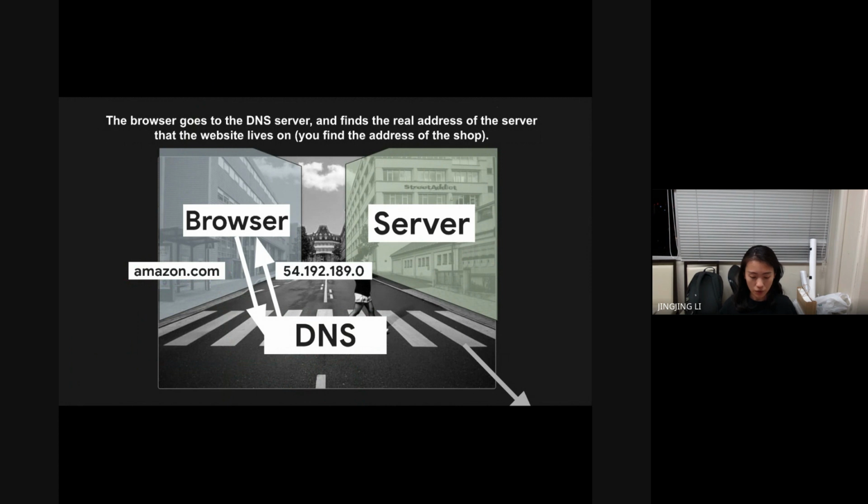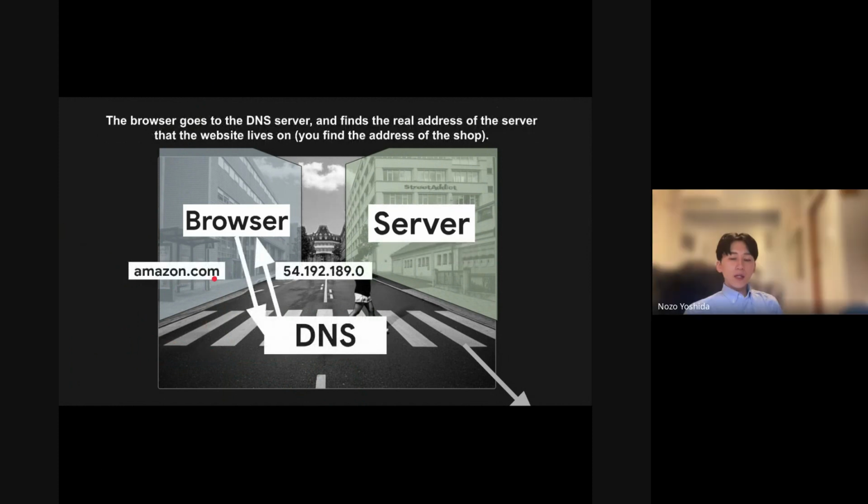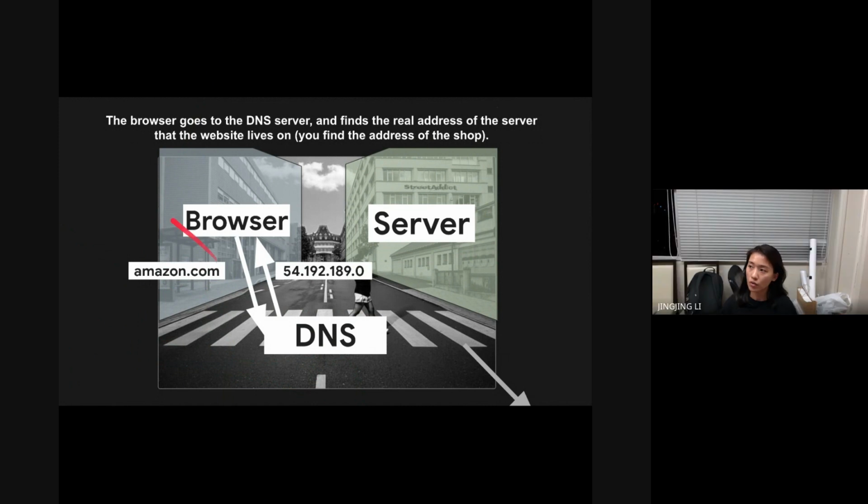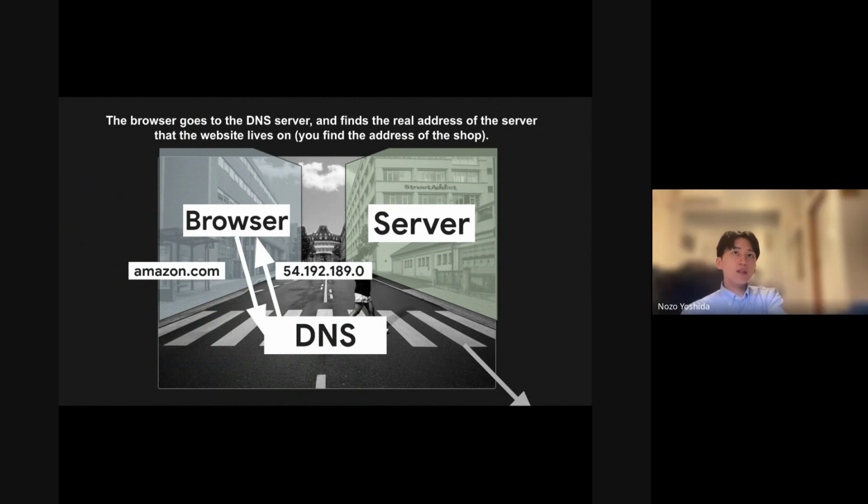So that is the domain name. How about URL? URL is also Amazon.com. The domain name is one of the URL parts. URL is like a link.